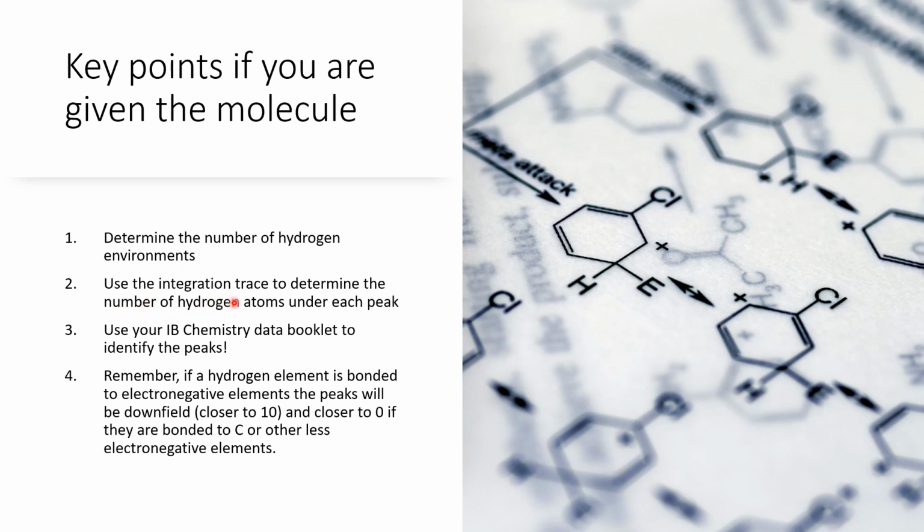Use the integration trace to determine the number of hydrogen atoms under each peak. Use your IB chemistry data booklet to identify the peaks. I can't stress this enough because that's basically your fingerprints, okay? And finally, remember, if a hydrogen is bonded to electronegative elements, the peaks will be further downfield, closer to 10, and closer to 0 if they are bonded to carbon or less electronegative elements.